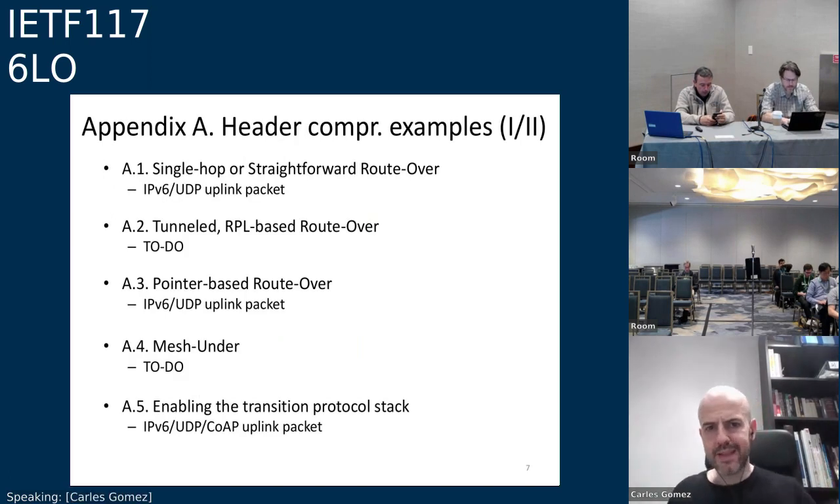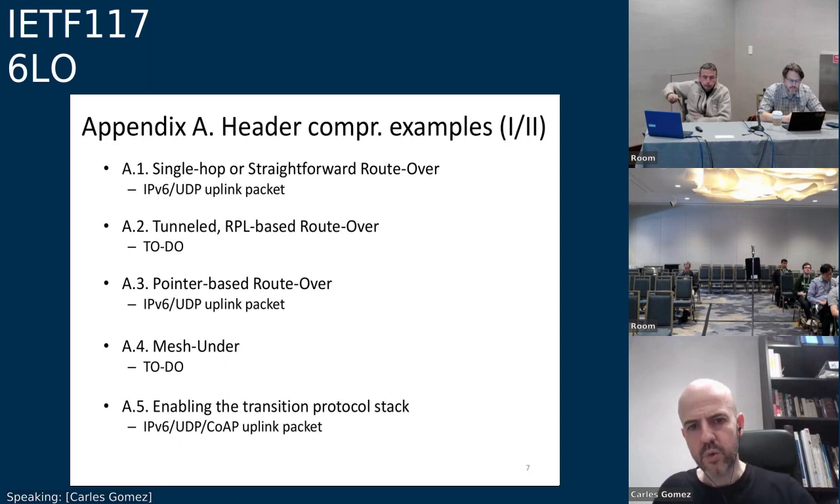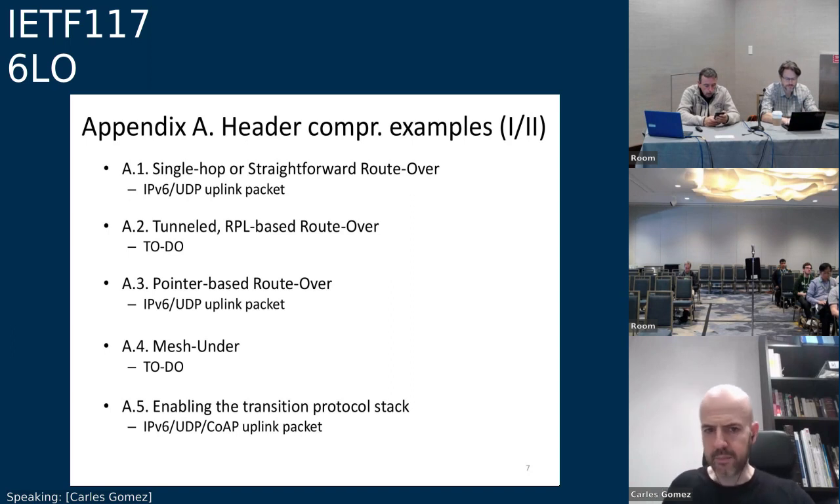Then regarding Appendix A, this appendix provides header compression examples. There are 5 sections here, and actually only 3 of them currently have actual content. These are A1, single hop or straightforward route over, which provides an example based on an IPv6 UDP uplink packet. Then there's A3, which provides an example of the pointer-based route over approach, also on the basis of the same IPv6 UDP uplink packet, and A5, which illustrates the transition protocol stack, and it uses an IPv6 UDP CoAP uplink packet.